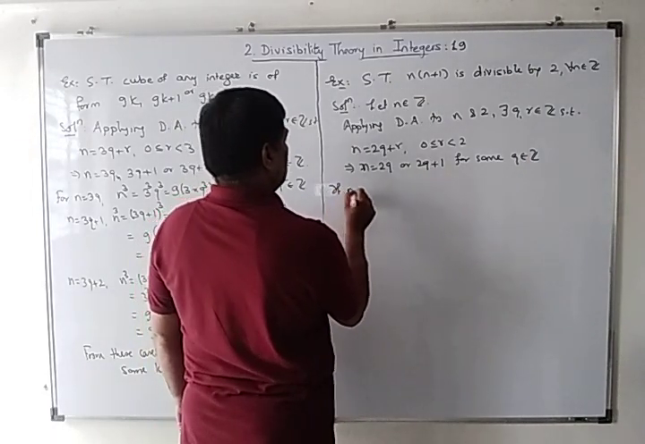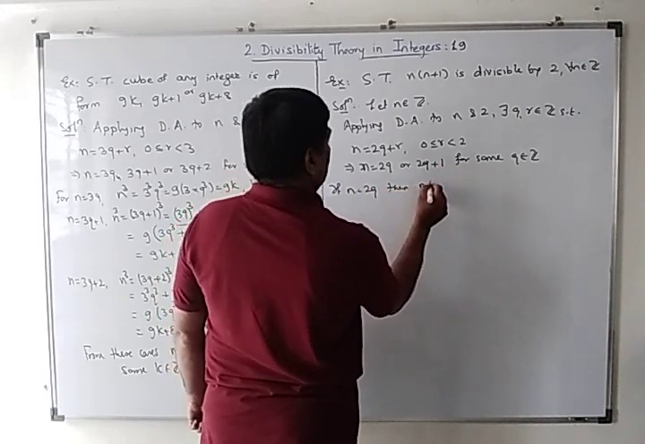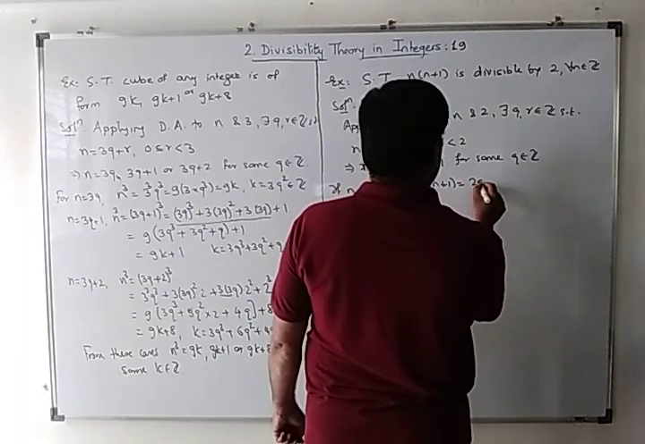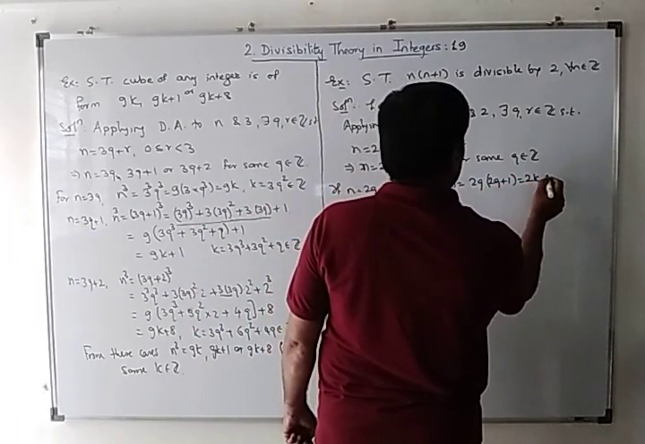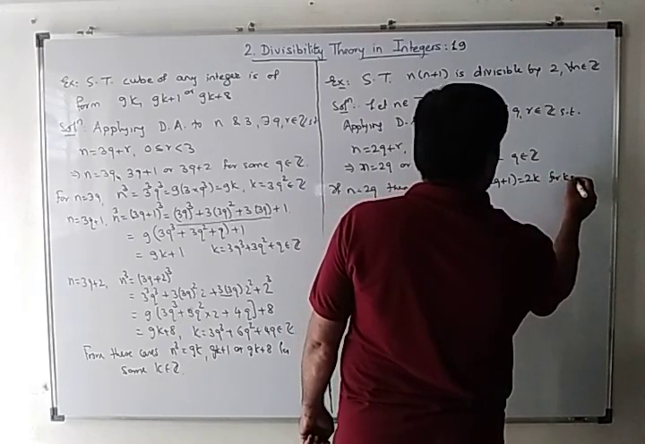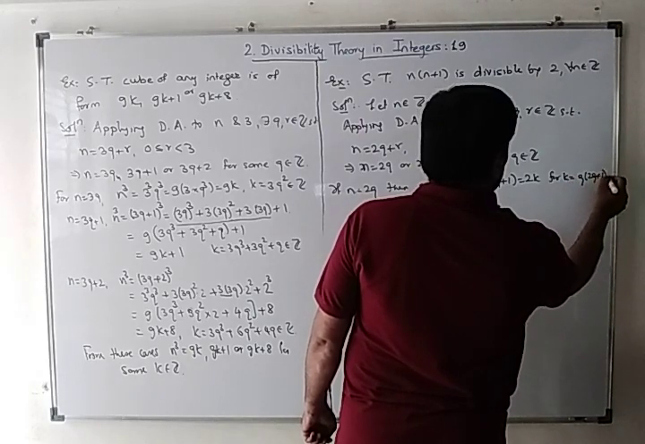If n is equal to 2q, then n into n plus 1 is equal to 2q into 2q plus 1, which is equal to 2k for k is equal to q into 2q plus 1 belongs to Z.